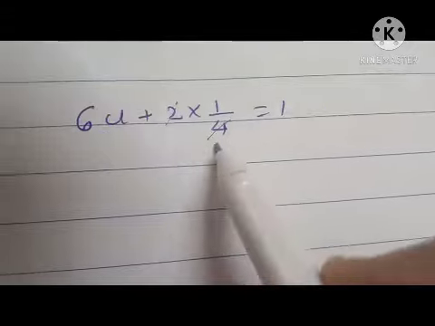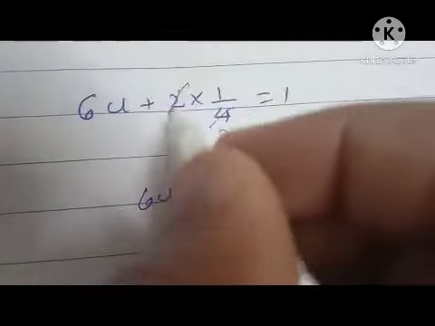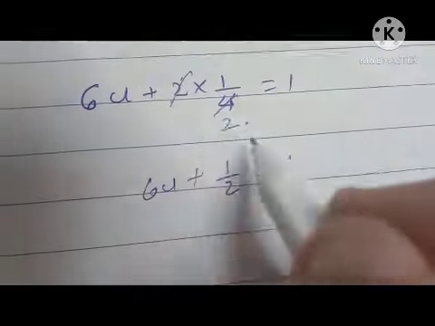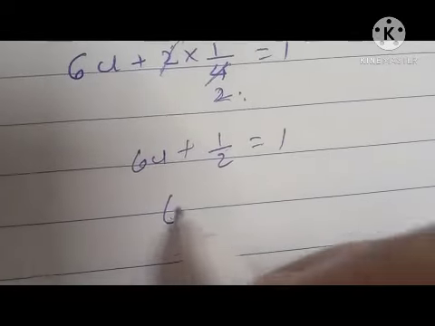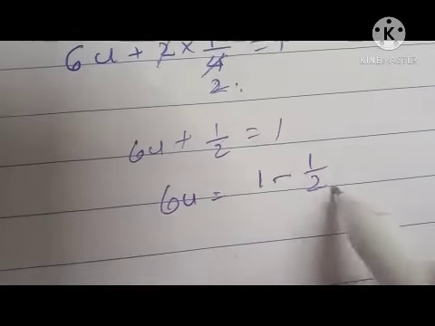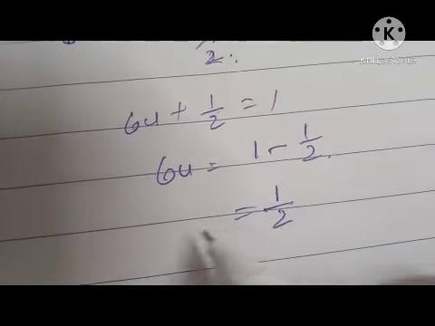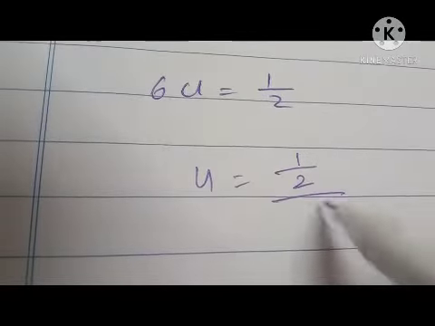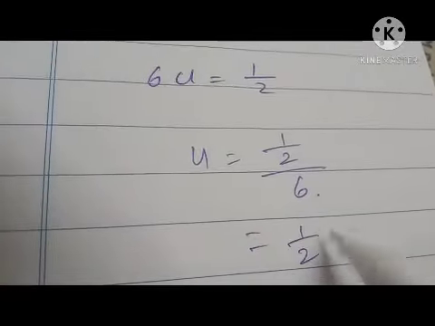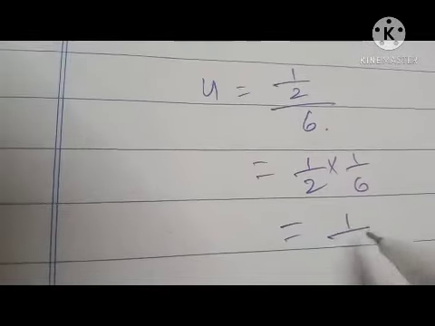Then we can cut this 2. Then we get 6u plus 1 by 2 equal 1. These 2 and 4 we can cut and get 1 by 2 here. 6u equal 1 minus 1 by 2. 1 minus half is half itself. So 6u equal half, u equal 1 by 2 by 6. That is equal 1 by 2 into 1 by 6. Multiply by the reciprocal. That is equal 1 by 12. So u equal 1 by 12.